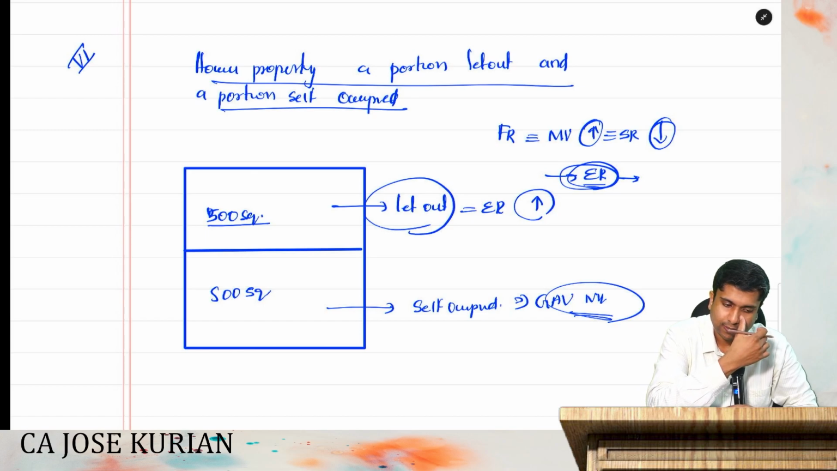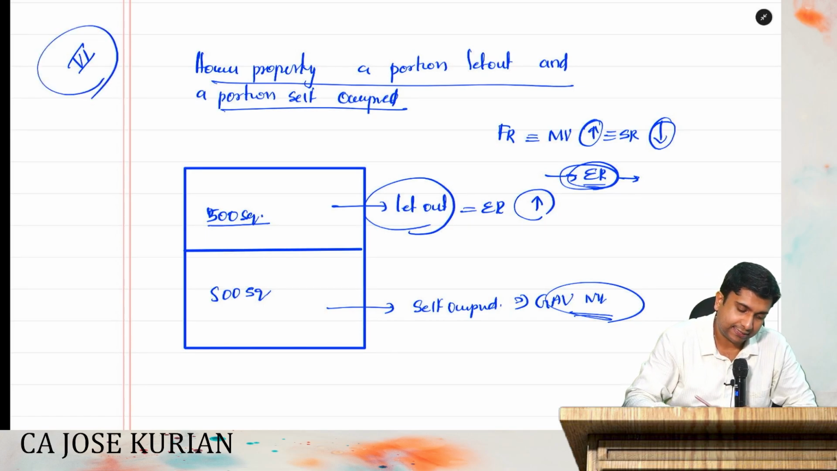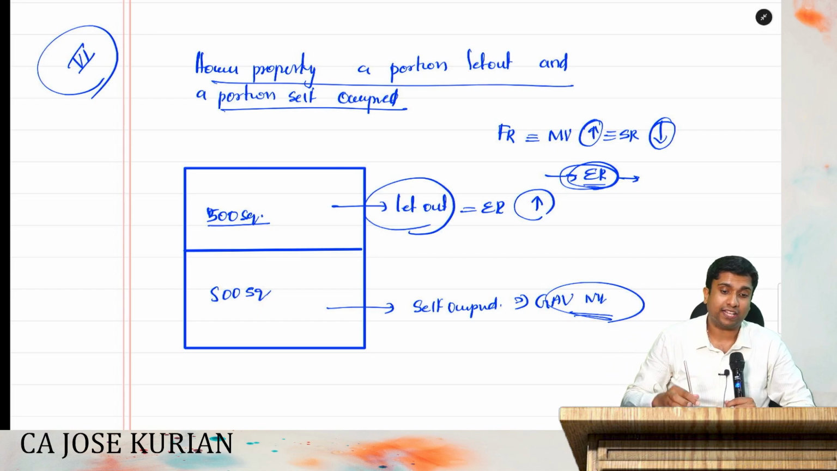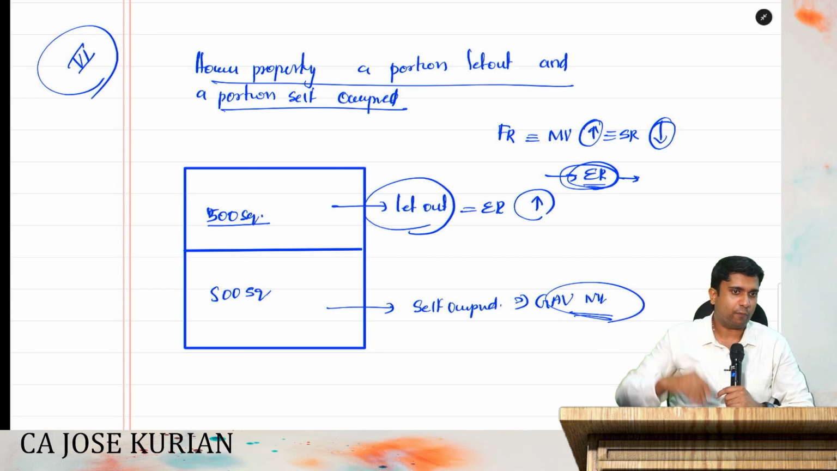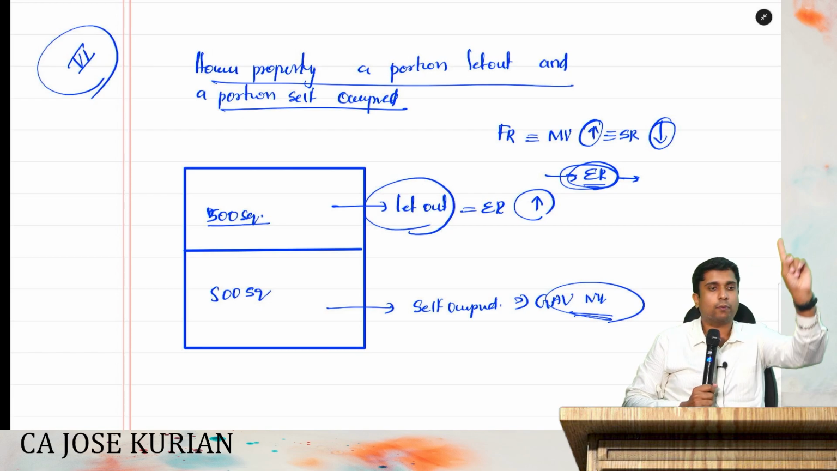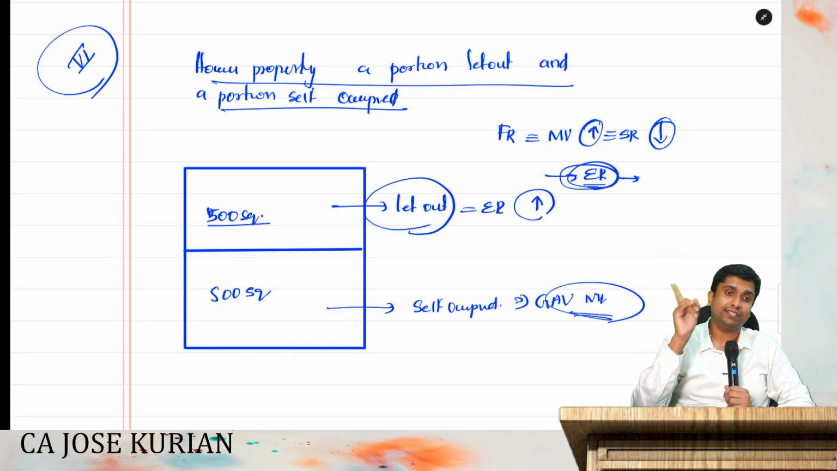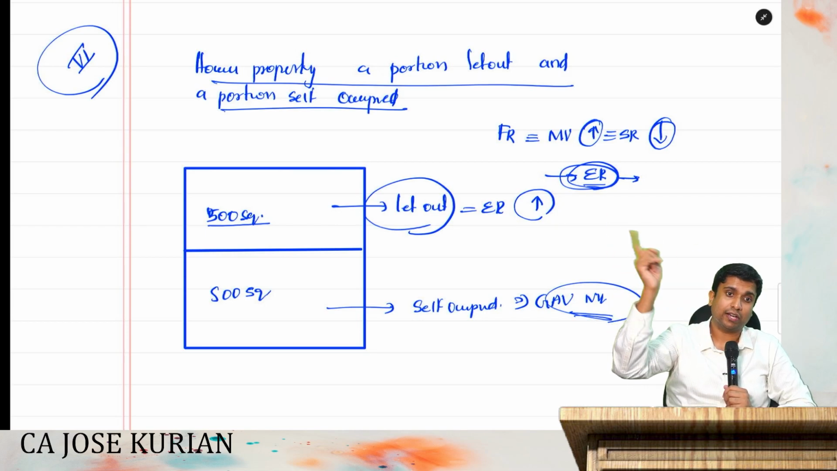So this is what we do in this 6th type of property. These are the different types of properties we have. Let's summarize all the properties we have learned. Listen. Property number 1, let out. GAV means expected rent, actual rent, higher figure.